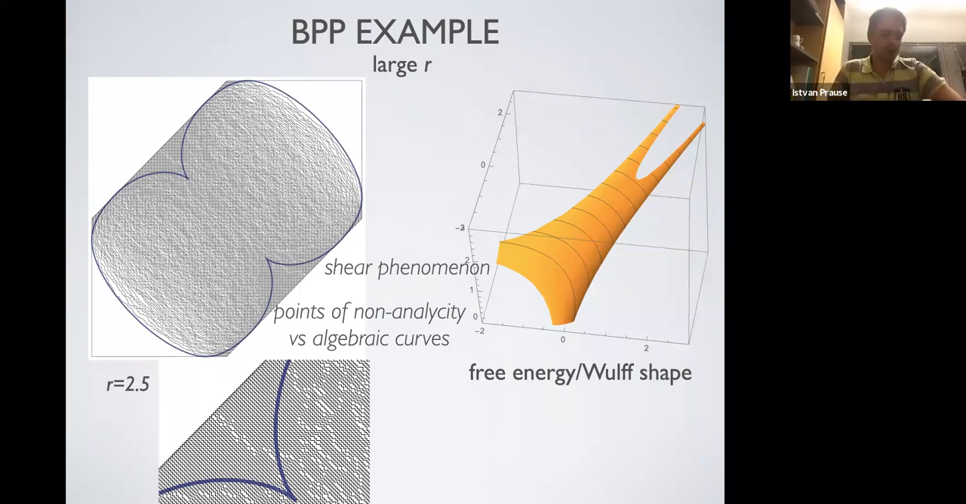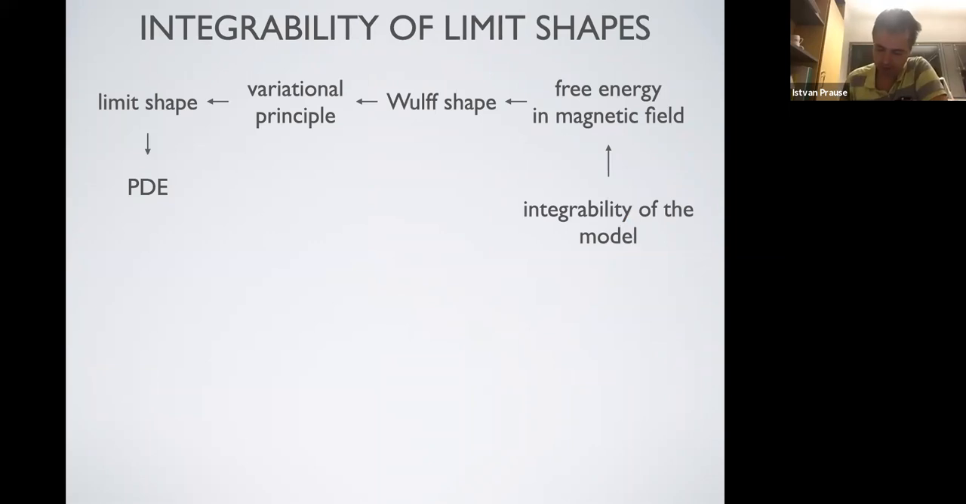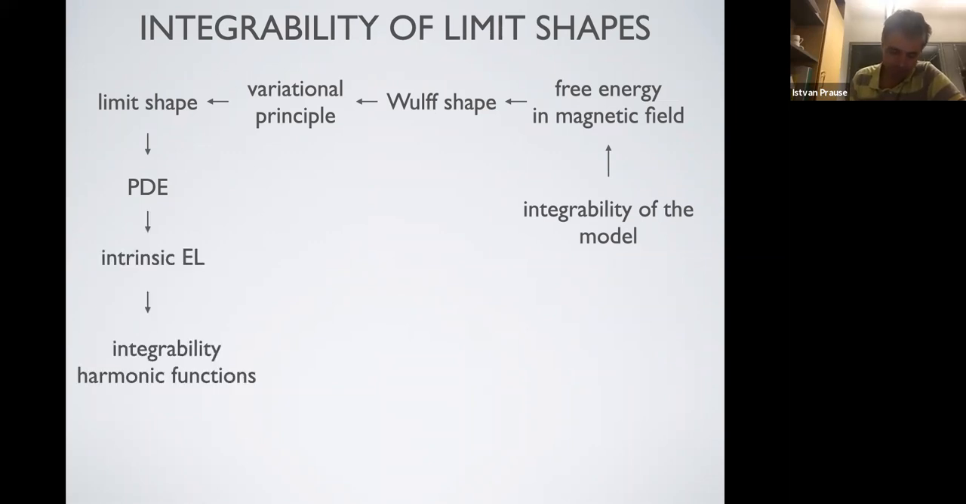But now I'm running out of time, so let me revisit this integrability of limit shapes. This is the diagram we had before. We have seen that by introducing this intrinsic Euler-Lagrange equation and intrinsic coordinates, we get a nice integrability in terms of harmonic functions. On the other hand, the integrability of the model is, in the dimer model, in terms of the Kasteleyn matrix. In the 5-vertex case, it's using the Bethe ansatz.